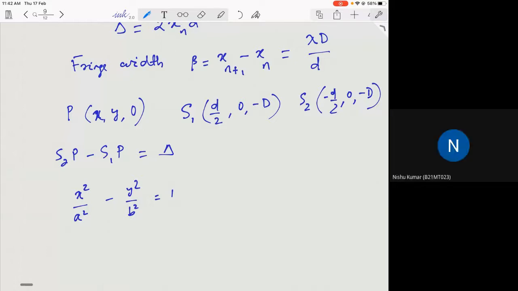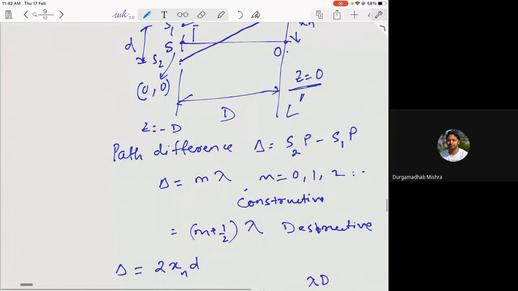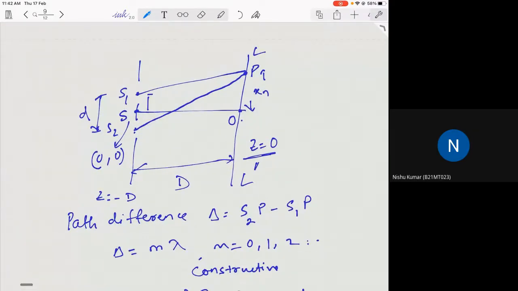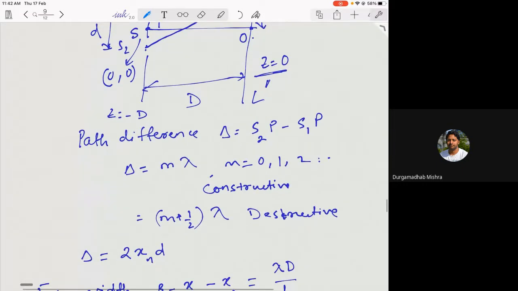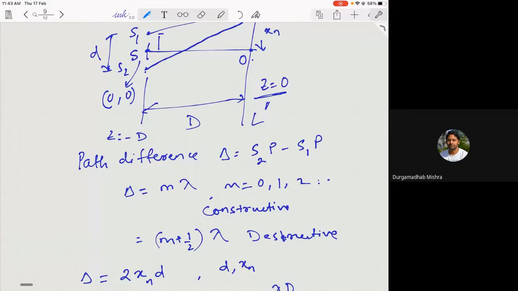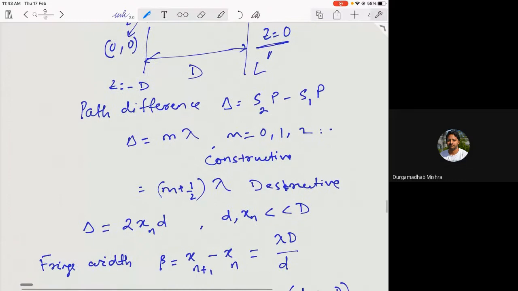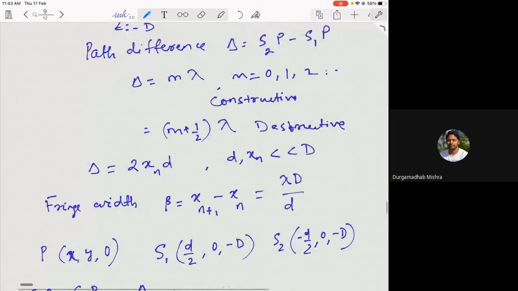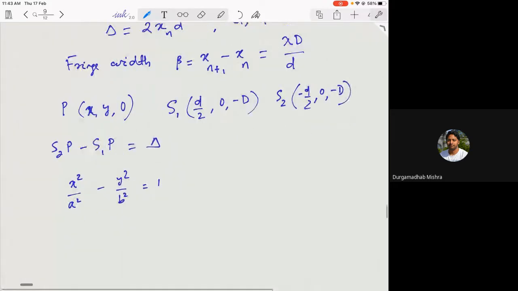Student: Sir, how did the path difference equation come to 2 x d? Does it not depend on the capital D, the distance between the slits and the screen? What we have assumed is that small d and xn are much smaller than capital D. Yes, this is the assumption here. Since I think you are already aware of this mathematics, I'm skipping it.